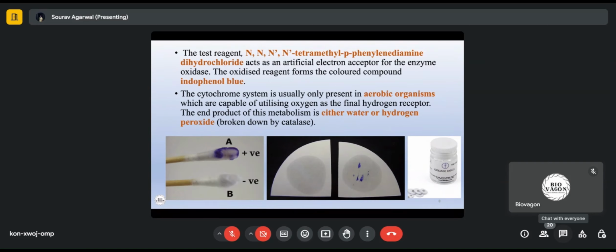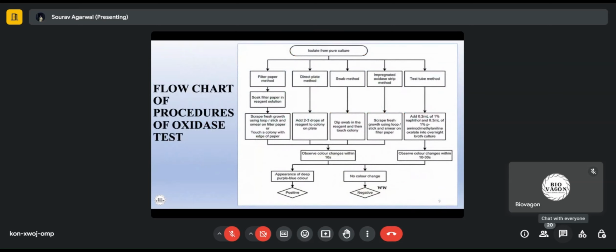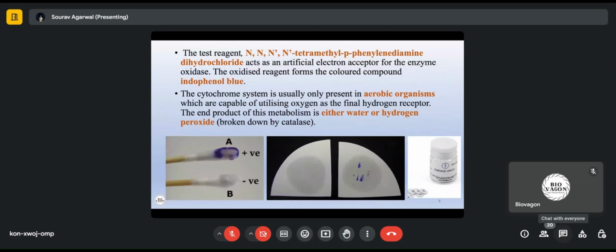There are several ways by which you can do the oxidase test. We have given a flowchart of the various methods by which you can do it. It includes the filter paper method, direct plate method, swab method, impregnated oxidase discs or strip method, and test tube method. All of them use this reagent, and this reagent accepts the electrons given up by NADH, and then the color is changed. The end product of this metabolism is either water or hydrogen peroxide, which can again be tested by the catalase test.